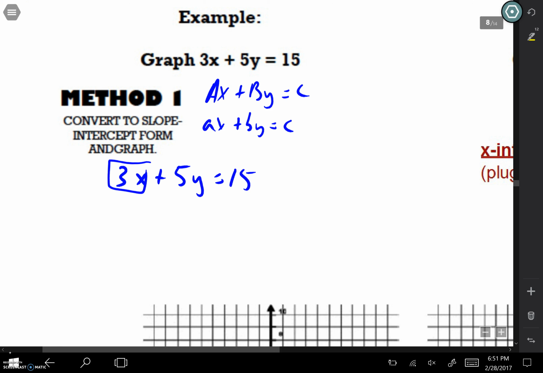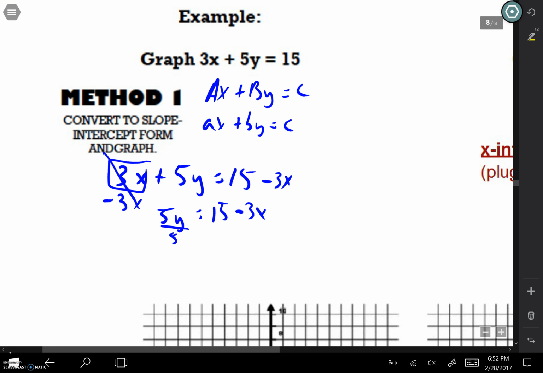First thing we need to do is, this is a positive 3x, so we need to move it to the other side by doing its inverse. Remember that we cannot take away 3x from 15. This goes away. I have 5y is equal to 15 minus 3x.